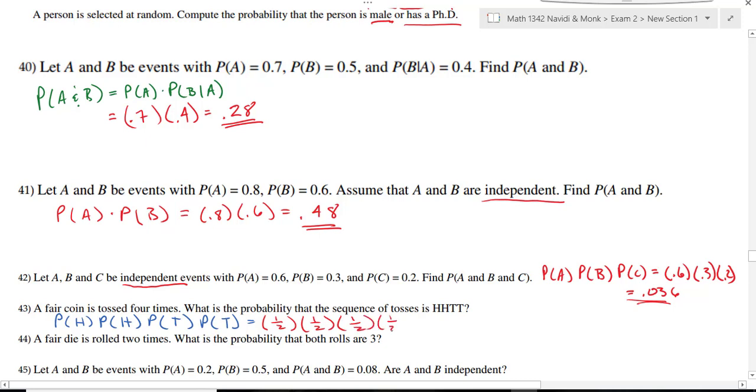So this ends up being 1/2 to the 4th power, which is 1/16.